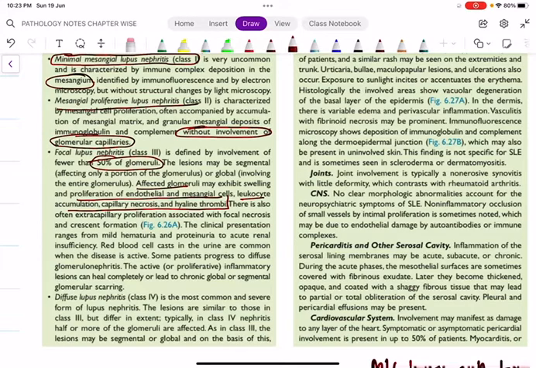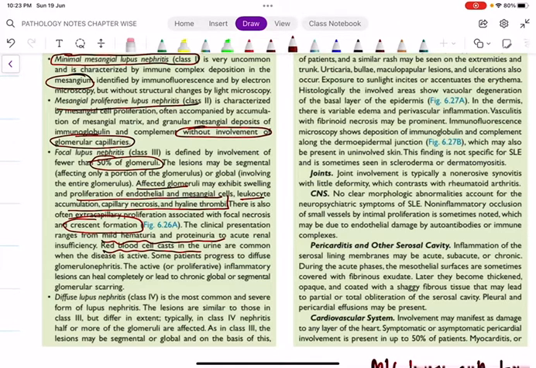Why is it called focal? Because of this focal necrosis, there will be crescent formation. The patient will present with mild hematuria and proteinuria. You may see RBC casts in the urine. That means the red blood cells will be shed in the urine, which you can see by routine urine investigations.